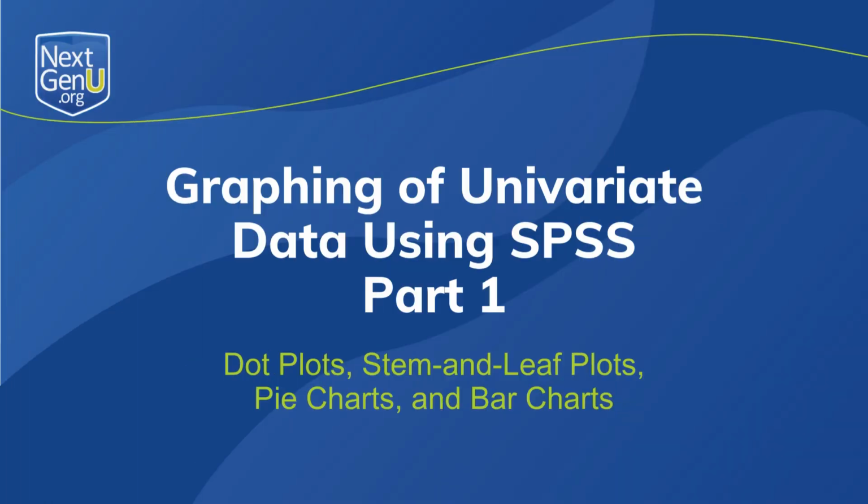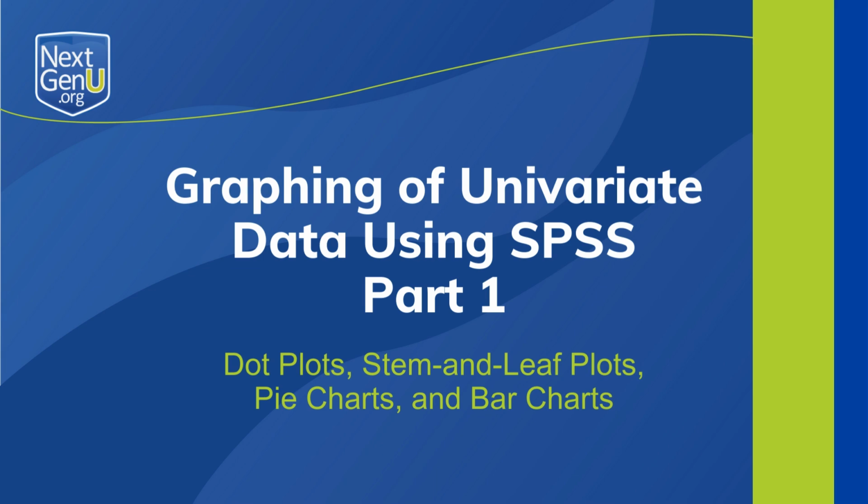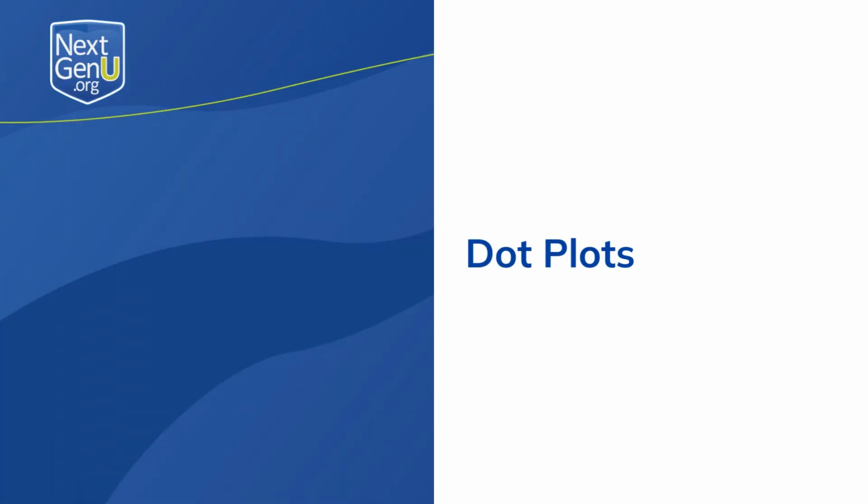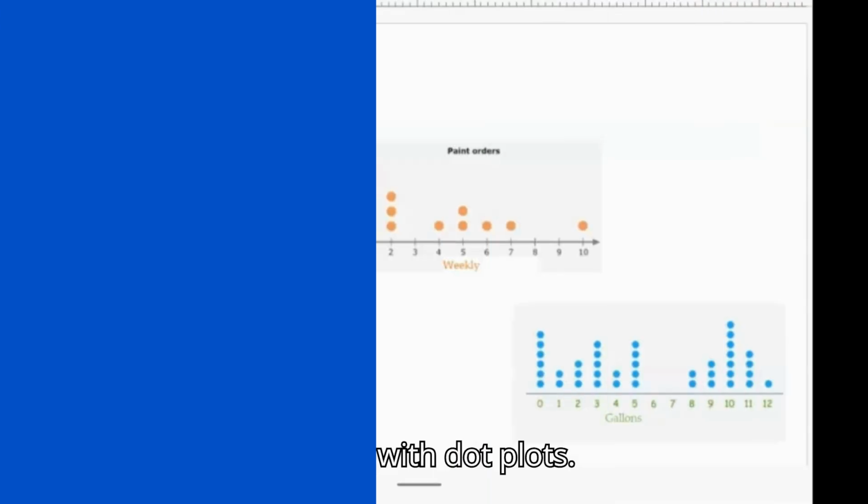Univariate graphing with SPSS, Part 1. A picture is worth 1,000 words, and graphs are pictures of functions and relations. In this section, we will learn how to create some of the most common graphs in statistics using the SPSS application. We will begin with dot plots.